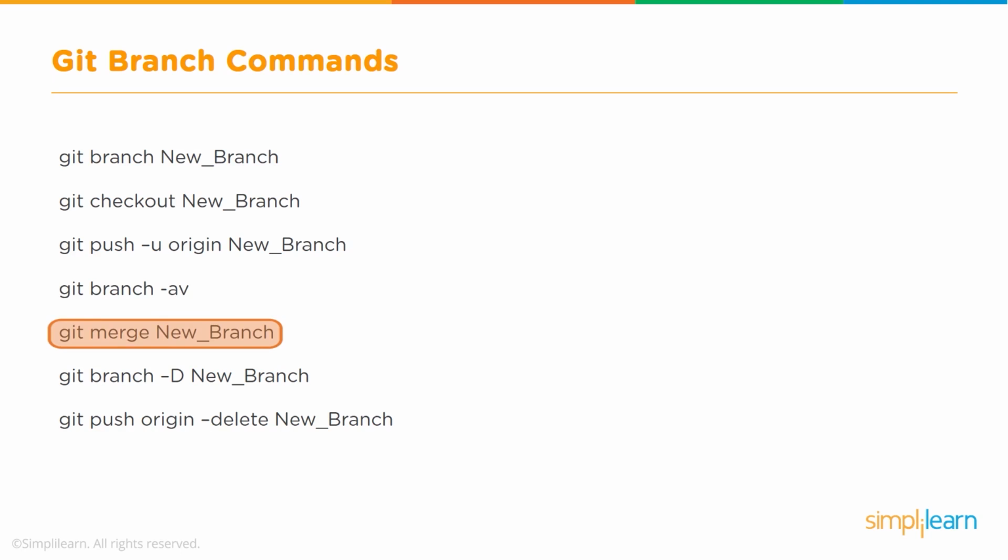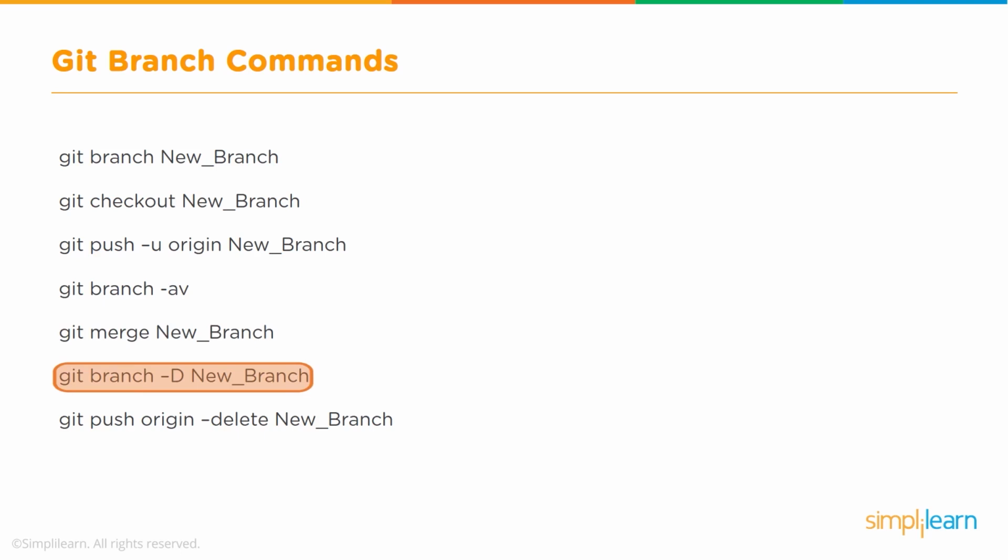If you're on the master branch and you issue the command git merge new_branch, this would merge the contents of the new branch onto the master branch. Once you merge the contents of any branch, you would possibly want to go ahead and delete this branch. The command to delete the branch locally is git branch -D and the name of the branch. This again would delete the branch locally.